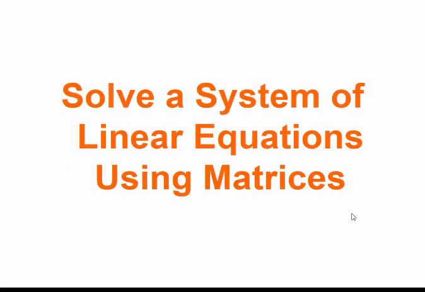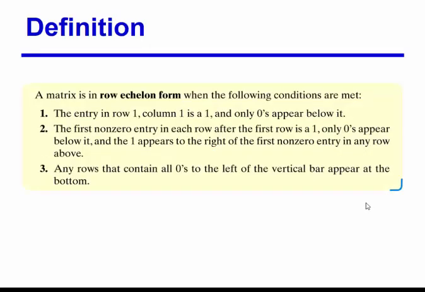Well, here we're going to solve a system of linear equations using matrices. So a matrix is in row echelon form when the following conditions are met. The entry in row 1, column 1 is a 1, and only zeros appear below it. The first non-zero entry in each row after the first row is a 1, only zeros appear below it, and the 1 appears to the right of the non-zero entry in any row above. Any rows that contain all zeros to the left of the vertical bar appear at the bottom.